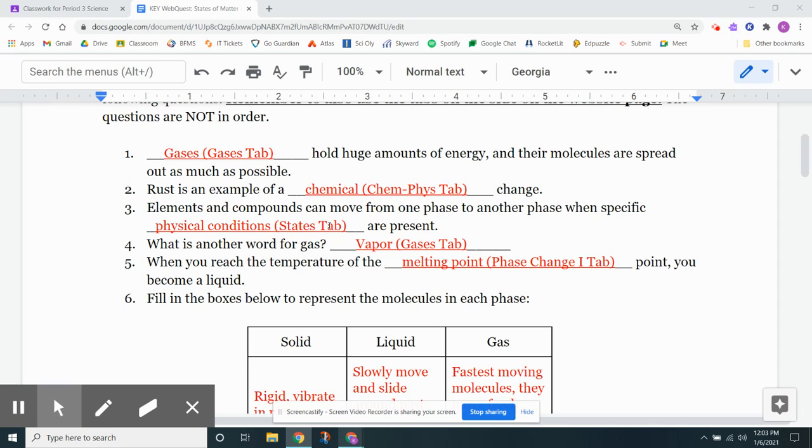Number 5, when you reach the temperature of the melting point, you become a liquid. That was in the phase change link or tab. For question number 6, it asked you to fill in the boxes below to represent the molecules in each phase. Now, there were a couple of options for this. You could have put in a picture from Google showing what the molecules are like in each of those 3 phases. You could have inserted a Google drawing and drawn a picture of what the molecules are like in a solid, a liquid, and a gas. Or you could have just written a couple of words in each box describing what the molecules are like. So that's what I did.